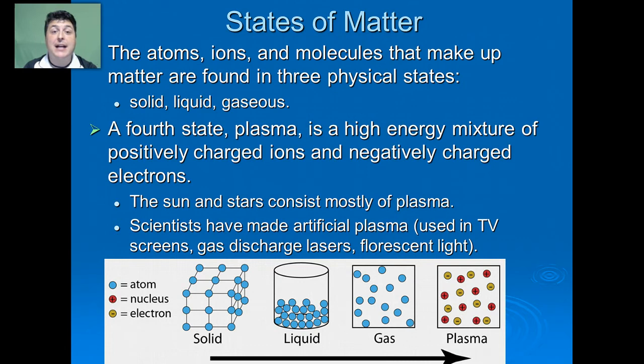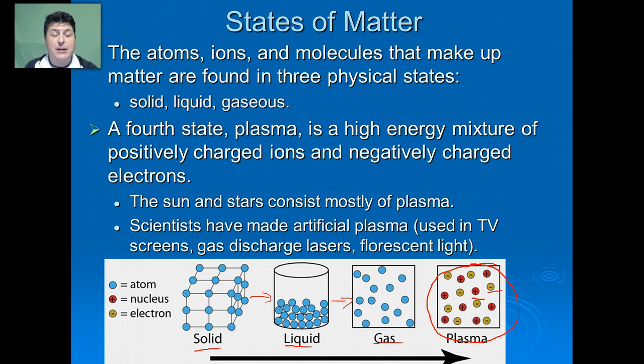The atoms, ions, and molecules that make up matter are found in three major physical states: solid, liquid, and gas. The change from one phase to another is typically the result of the addition or removal of heat. Now, there's a fourth state of matter, which is called plasma, which is a high energy mixture of positively charged ions and negatively charged electrons.